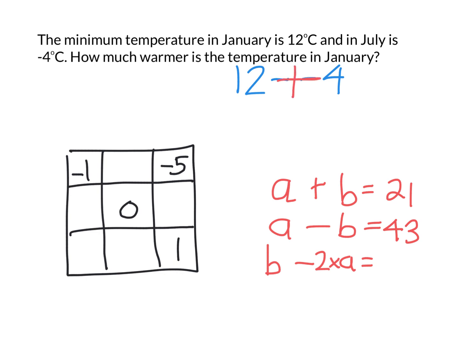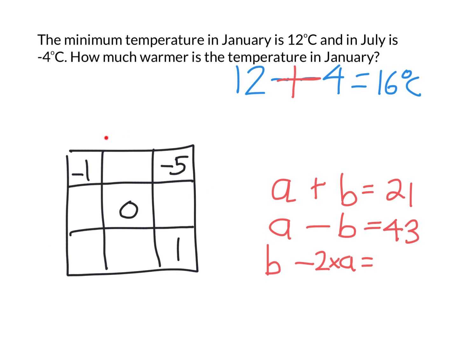Two negatives next to each other becomes a positive sign. And of course, you would already know that 12 plus 4 is 16. So the temperature is 16 degrees Celsius warmer in January. In other words, you need to take -4 and add 16 to get to 12.